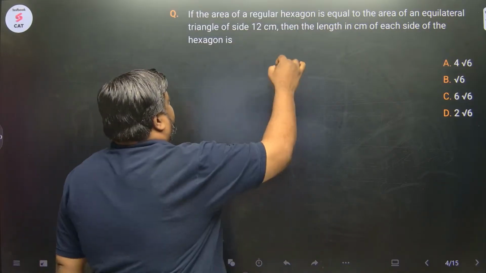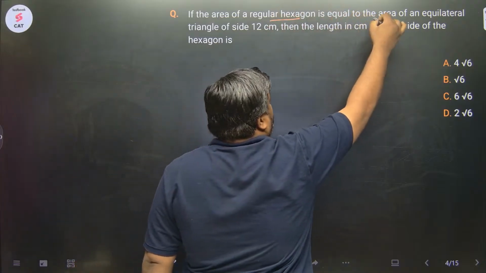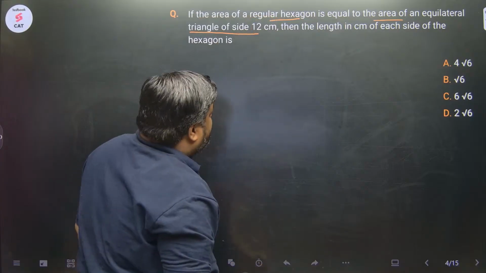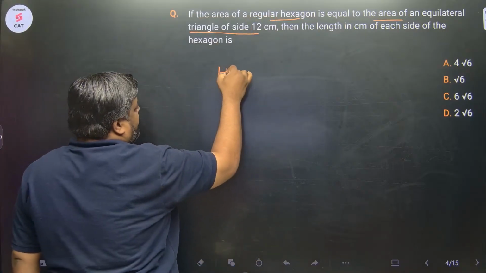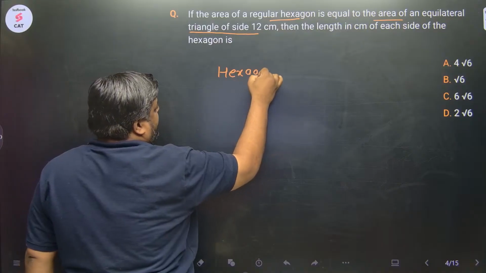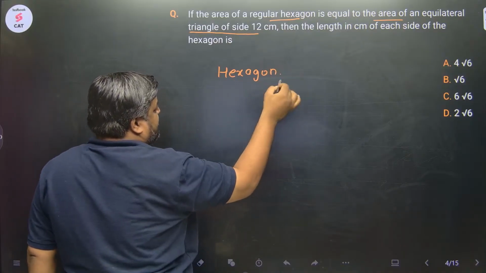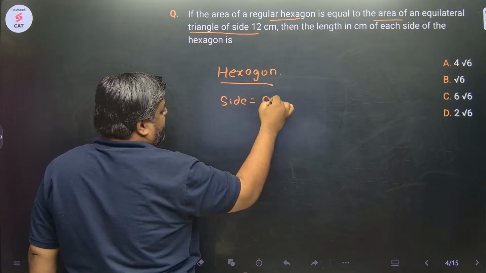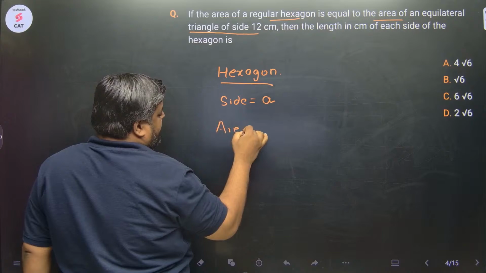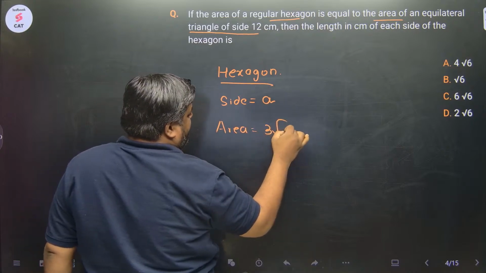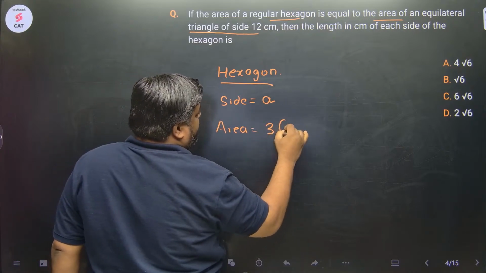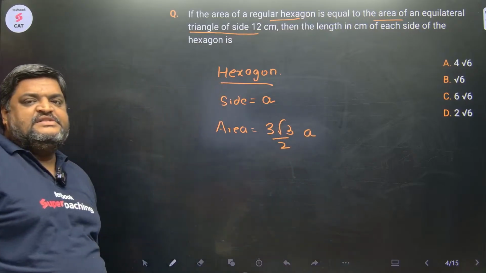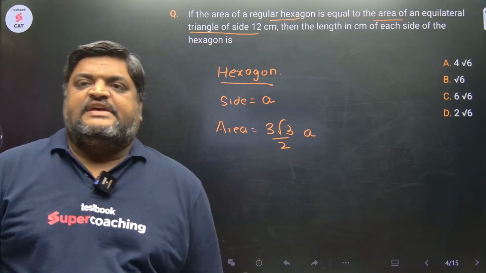The area of a regular hexagon is equal to the area of a triangle of side 12. What is the area of a hexagon, beta? Let's say the side of the hexagon is A. So area, we know that the area is 3 root 3 by 2 a square. This is the area of the hexagon. Say yes sir.